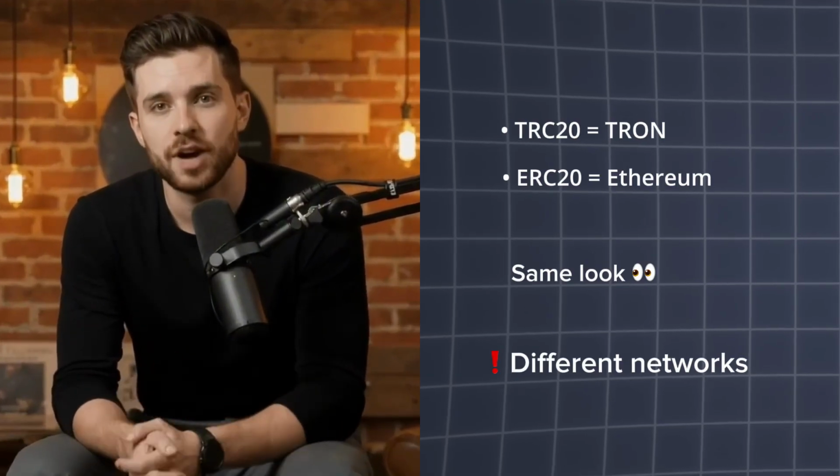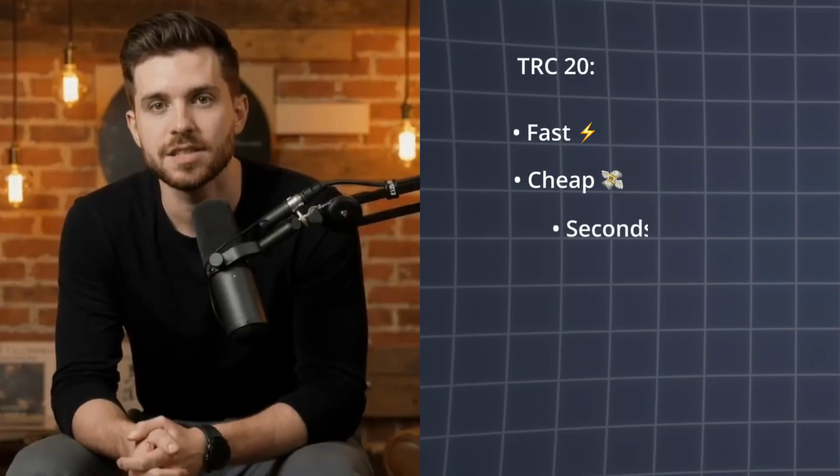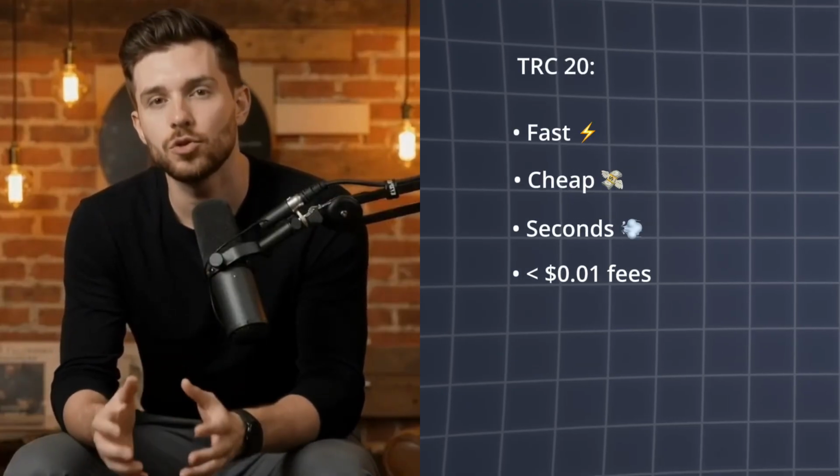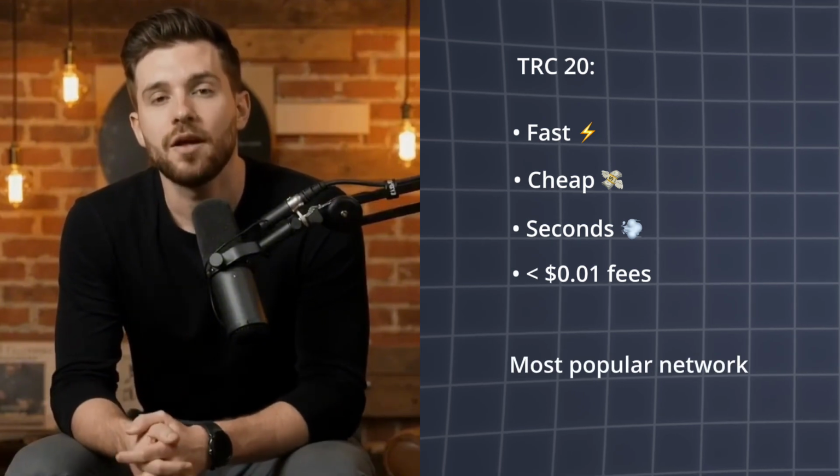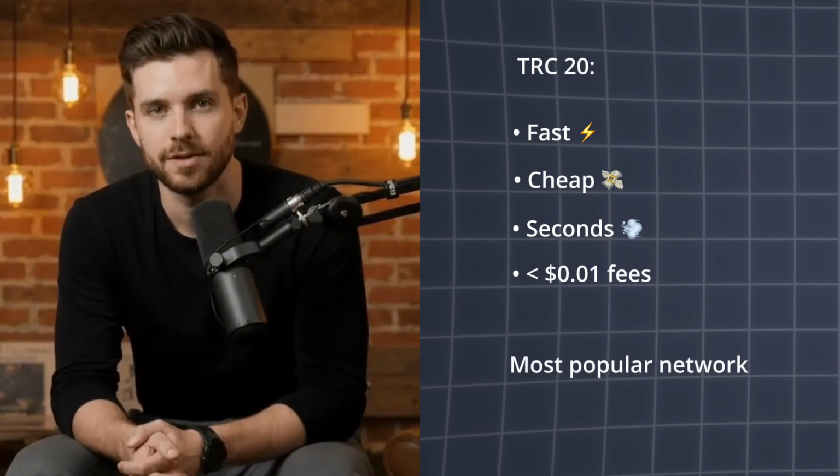So why do so many traders use TRC20? Because it's fast and cheap. Transactions confirm in seconds, and fees are usually less than 1 cent. That's why USDT TRC20 became one of the most popular ways to move money in crypto.